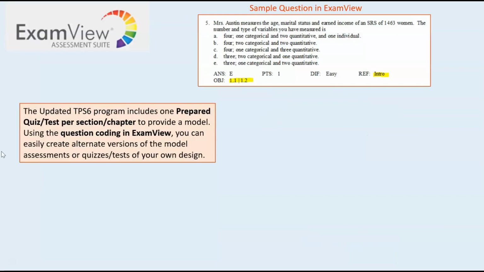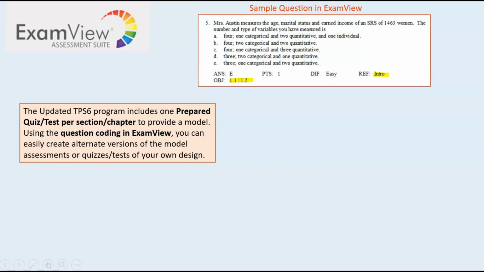Many adopters will receive the ExamView Assessment Suite for updated TPS-6 as part of their program. If you did not receive it, please contact your BFW sales rep if you're interested. As noted earlier in this course tour, the ExamView bank files have been written to work effectively with the text and to allow you to quickly and easily build alternate versions of the prepared section quiz and chapter test that is part of our resource program.